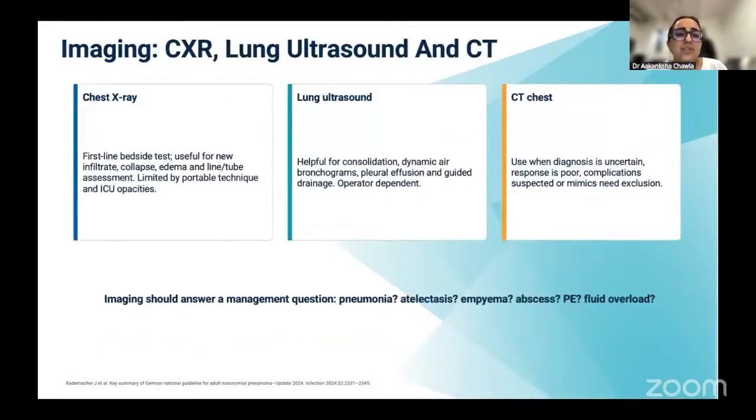So, a word about imaging. Like I said, chest X-ray is the first bedside test that we generally do for all our patients, and it gives you an idea about what you're dealing with. It'll identify the new infiltrate, the consolidation. If there's a mimic, it would also tell you about that. Lung ultrasound is very useful. It is readily available at bedside in most of the ICUs. You can quickly look at the bedside for consolidation, dynamic air bronchograms, pleural effusion, and you can subsequently do guided drainage as well. But it is operator dependent, it is sensitive, and you have to correlate it. CT you only do when the diagnosis is uncertain, you're suspecting complications, or your mimics require specific exclusion.